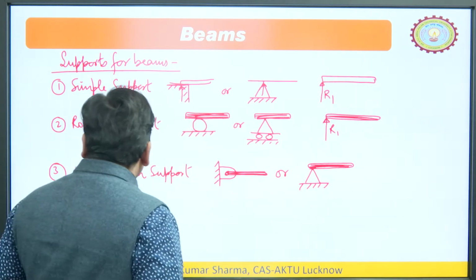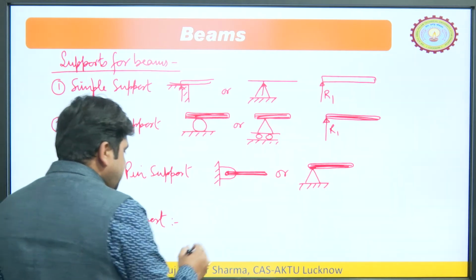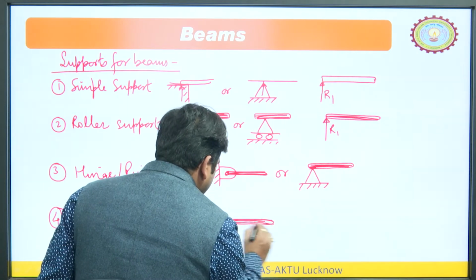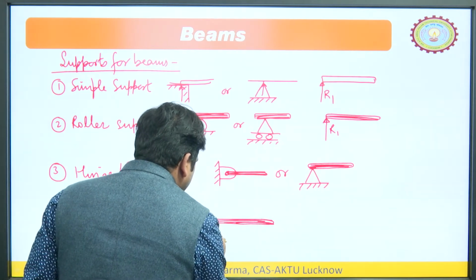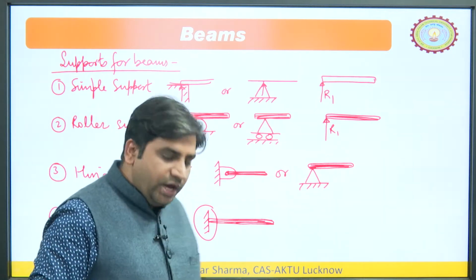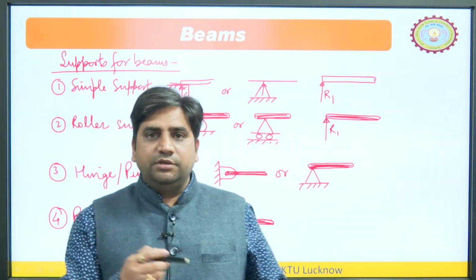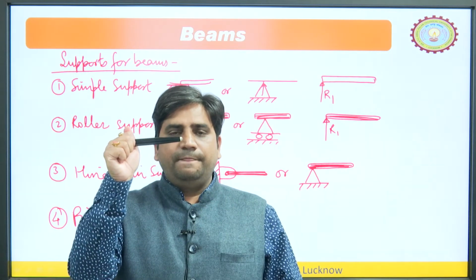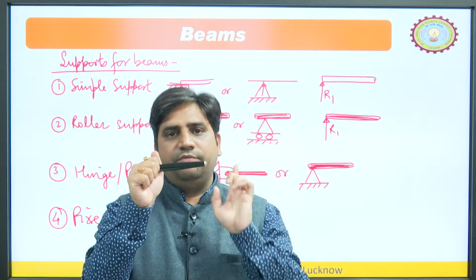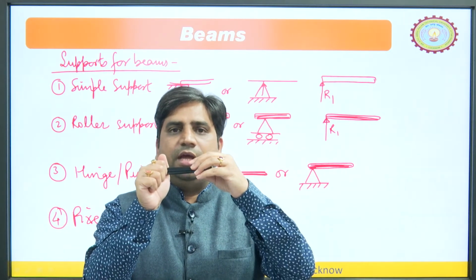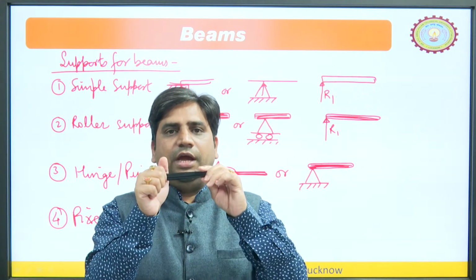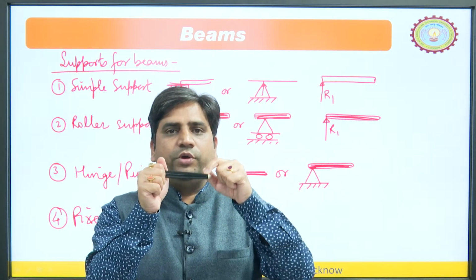Now, fixed support means you have fixed one joint. Let us say this is the beam and this is the symbol of fixed. It means you have just fixed this particular end like this. So, neither can this beam move in this direction, so you have one horizontal reaction, nor can this beam go down, so you have a vertical reaction, and in addition to this, you cannot rotate it.